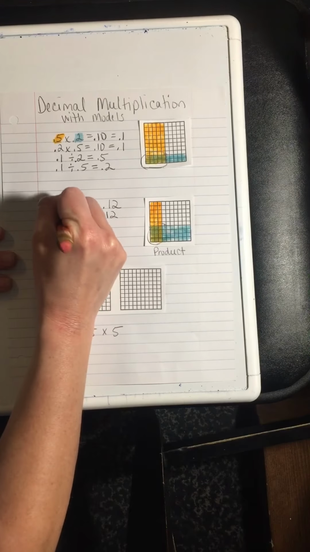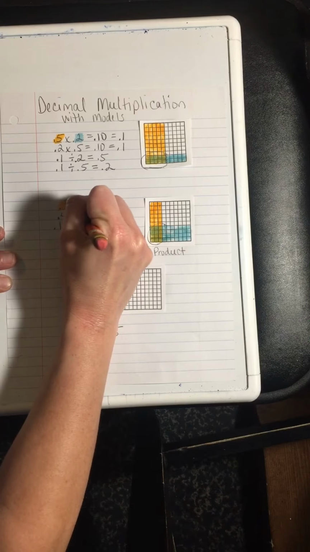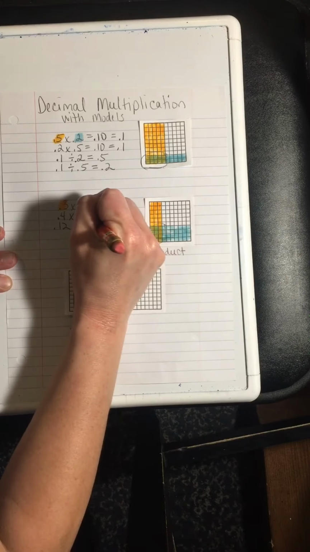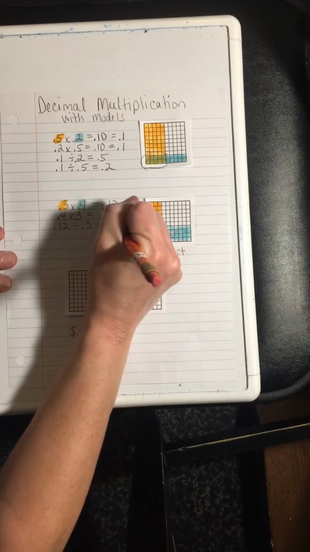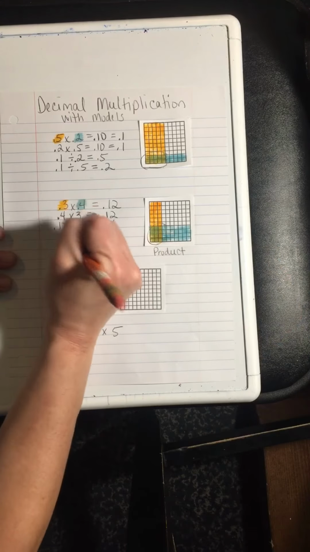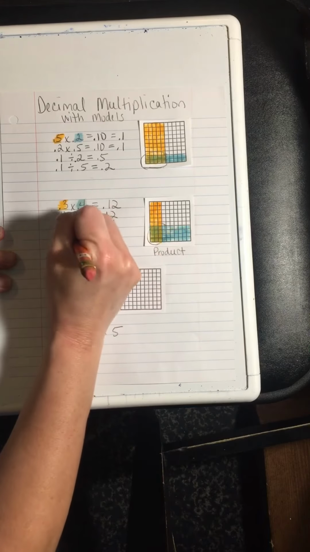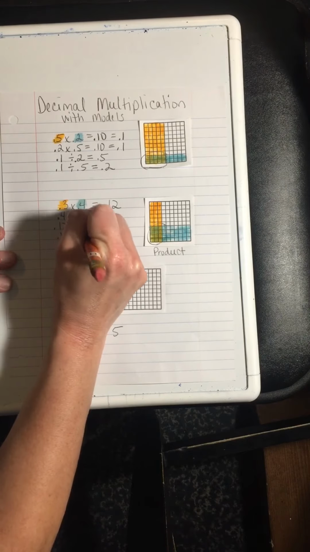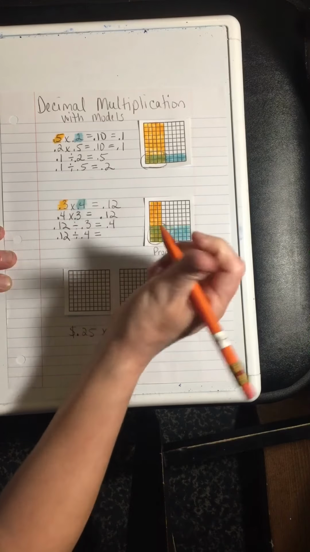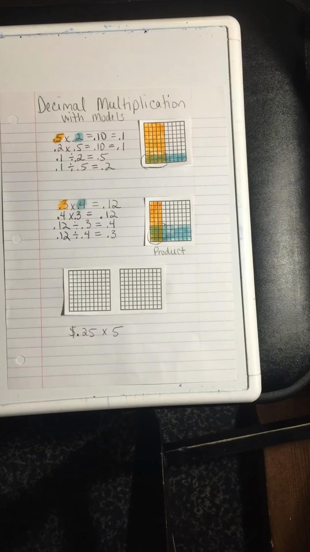And then we can also take 12 hundredths divided by 3/10, which would give me 4/10. And then we have 12/100 divided by 4/10, which would give me 3/10. Very good. So we just flip those all around.